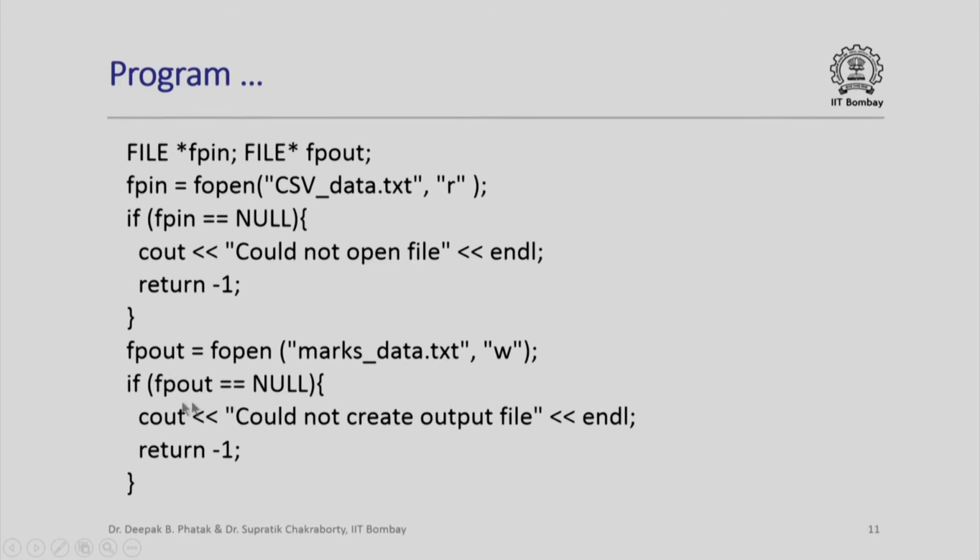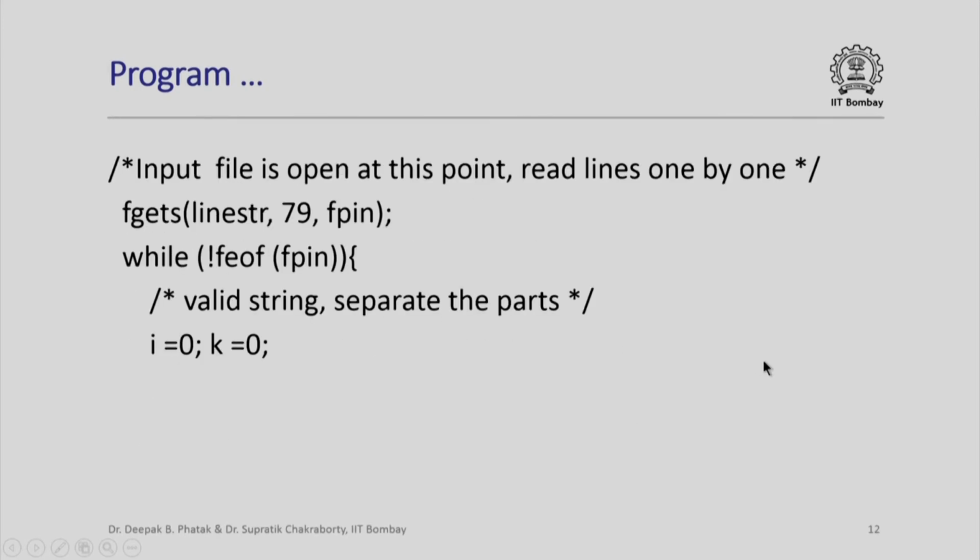Of course, if for some reason we cannot create that file, then fpout will be null. We test it, and if that is so indeed, we say we cannot create an output file and return minus 1. This is the standard protocol that we have to follow while handling any external files, namely define file pointers, open the appropriate files and associate them with the file pointers, and in case you get a null pointer, print an error message and get out. The input file is now open at this point.